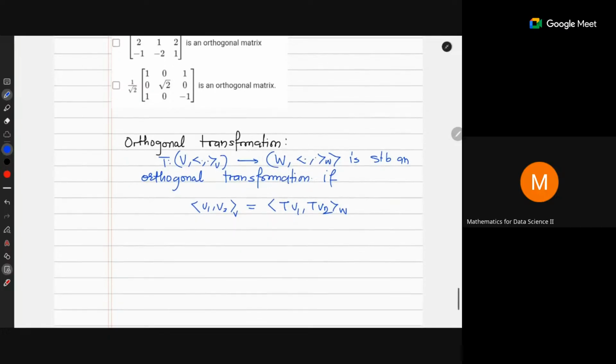Okay. Sir, along with it, it should follow the conditions of linear transformation also, or not? Oh, right. I have written the linear transformation. Yes, that's added here. A linear map is said to be an orthogonal transformation. Yeah. Thanks for pointing that out.